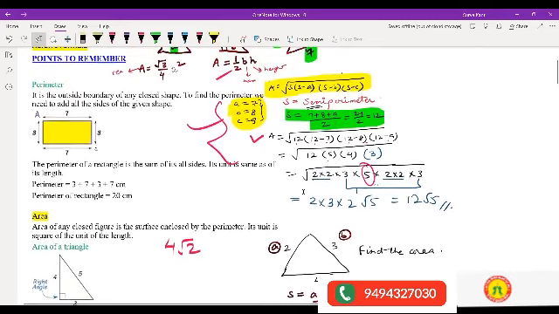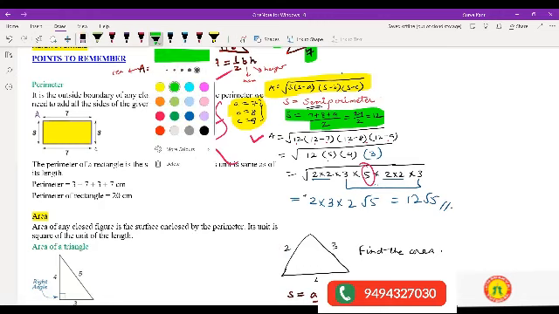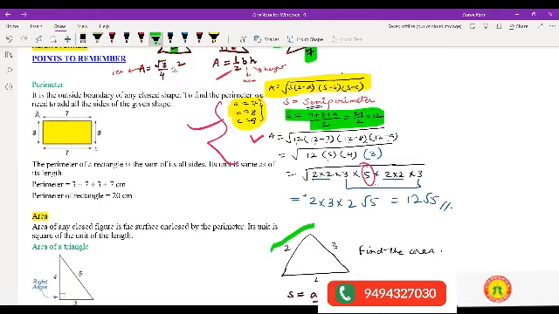Now, another question is, if the sides are 2, 3 and 4, then tell me the area. Sir, can you tell the question again? See, that triangle is given here, so you can see the triangle. Yes, sir. Sides are 2, 3 and 4. So find the area of this.